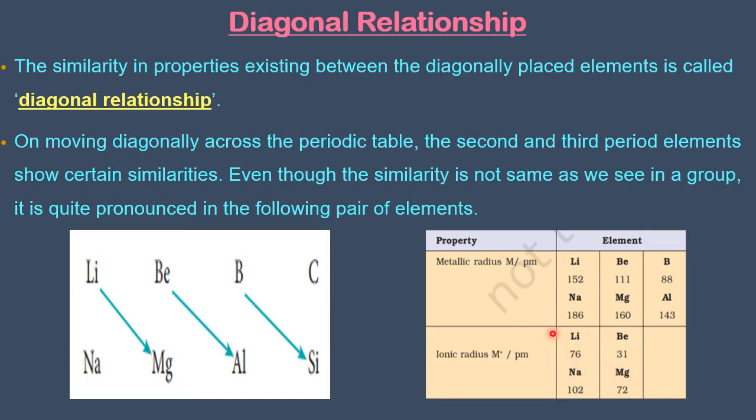Because of similar ionic radius, they are somewhat similar in the properties. It is the size of their ions and size of their atoms which is very close. They show somewhat similar properties, and this is known as diagonal relationship, proved data wise, property wise.